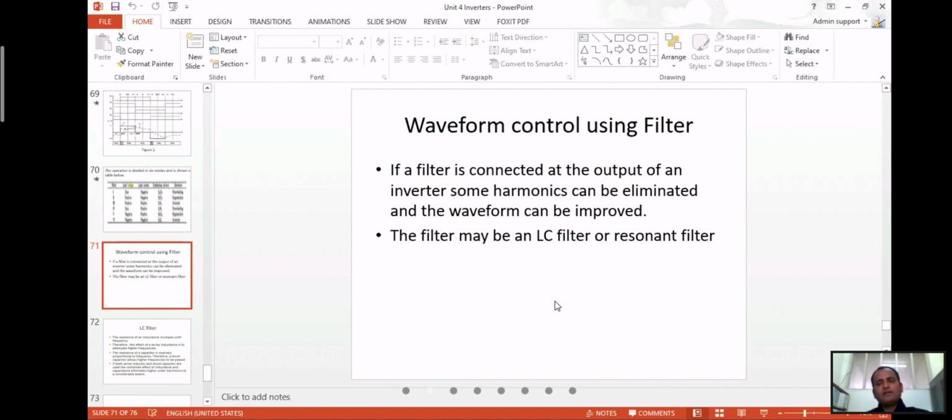So there are different ways of removing that, meaning improving the systems. The waveforms can be improved. One way is using filters. The filters may be L and C filters, or they can be resonant filters. So these two filters can be used.